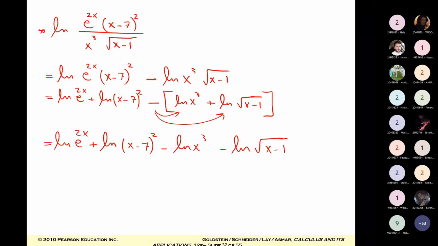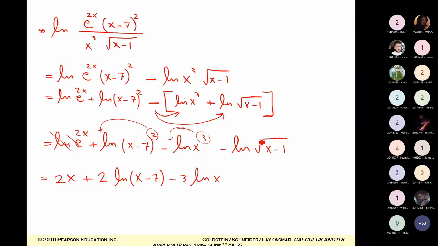Okay. Also we can do more simplification. For example, we can remove ln with e. Yeah, these are the rules. We can remove e with ln or ln with e. So we have 2x. Also we can put the exponent outside the ln. So this can be 2 ln x minus 7. Also we can put 3 outside the ln, minus 3 ln x. Also this is the radical.